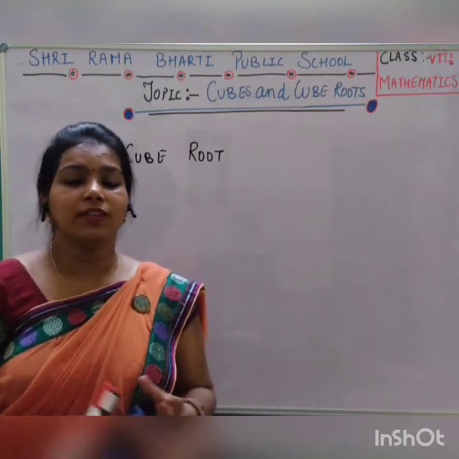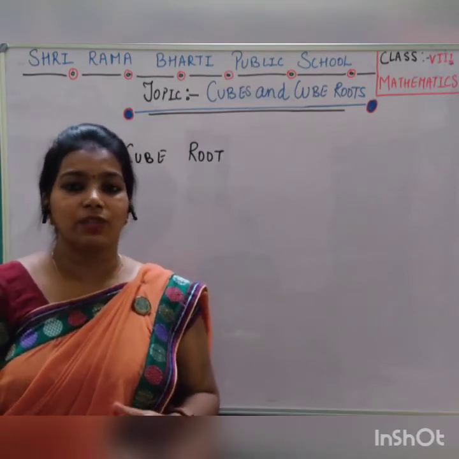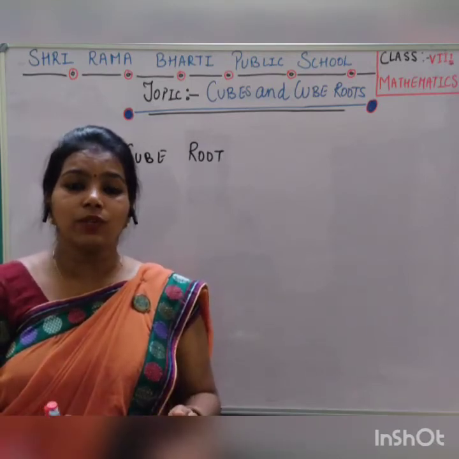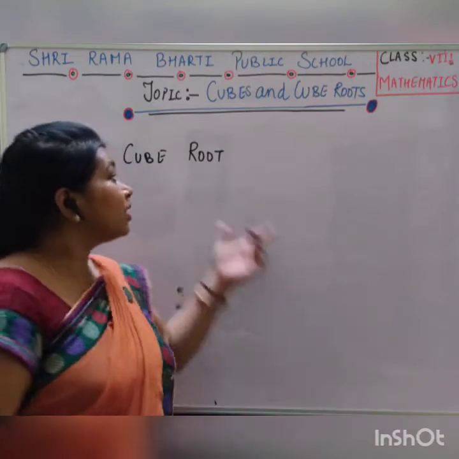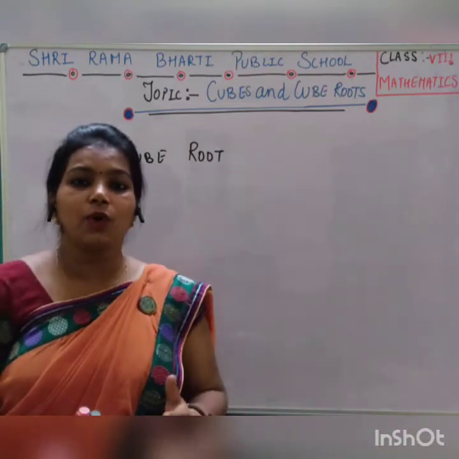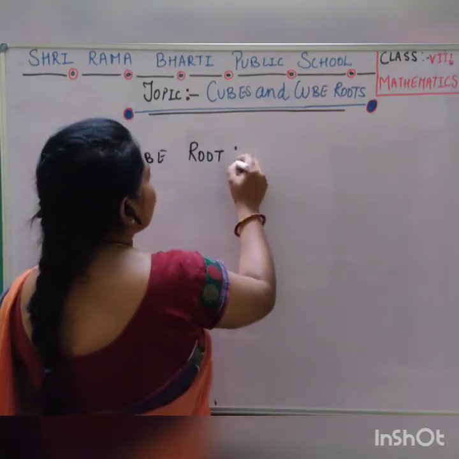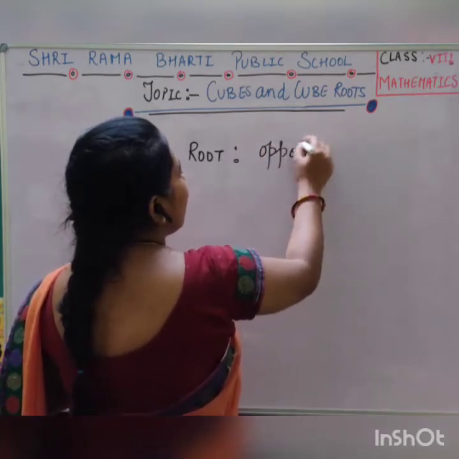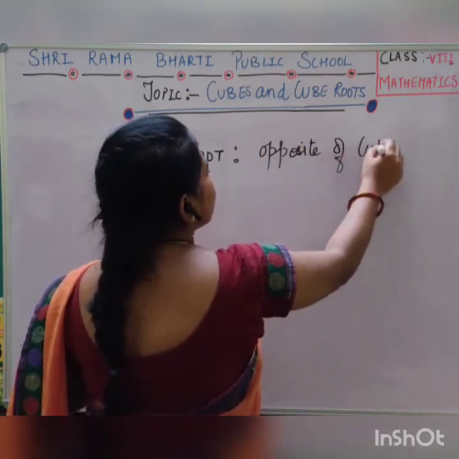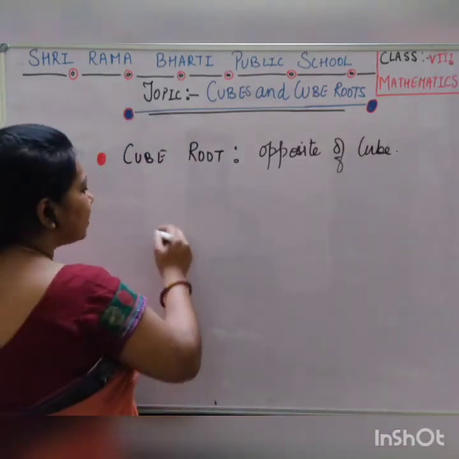So now what is cube root? As we all know, we have done in the squares and square roots chapter that the square root is the opposite of square. Similarly, the cube root is the opposite of cube. How? Let me show you with one example.